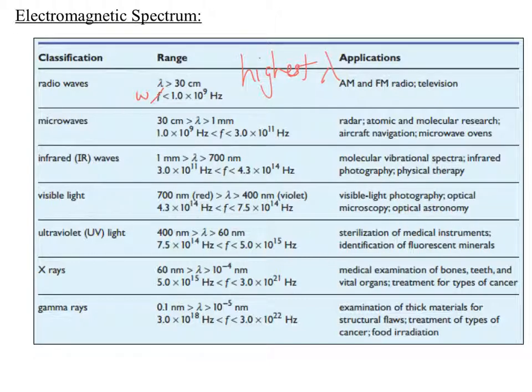UV light. If you need to sterilize equipment, you ever go to the dentist and wonder what they do with those picks after they've been picking at your teeth for a while and cleaning your teeth? Gross? Well, they get sterilized. Okay, with UV rays, they get sterilized.